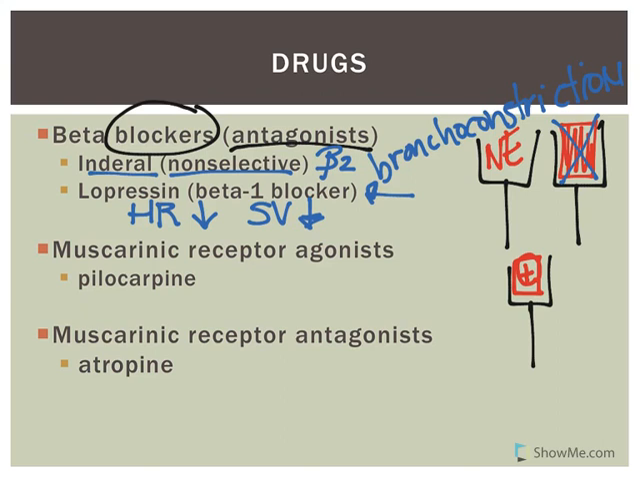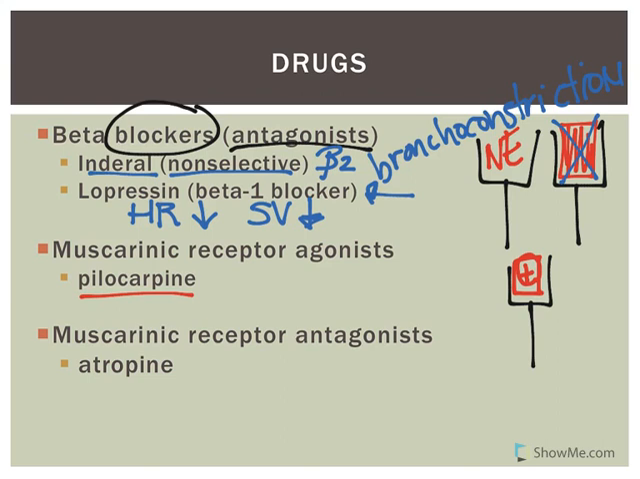Now, we do have some muscarinic receptor agonists as well as antagonists. So pilocarpine is a muscarinic receptor agonist, and that would do the same effects as if acetylcholine bound to the receptor. This could be used, for example, if someone has what we call paroxysmal tachycardia. Pilocarpine, being a muscarinic receptor agonist, would cause a decrease in your heart rate because you have the muscarinic receptor on the heart, and the end result is a decrease in heart rate.